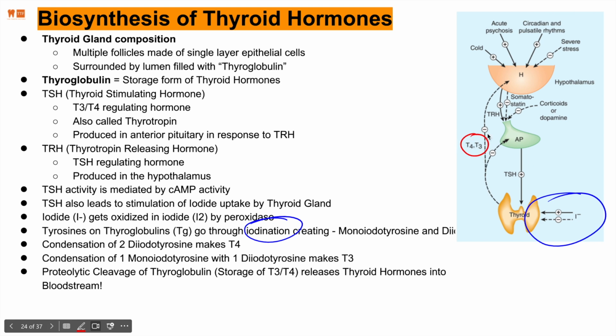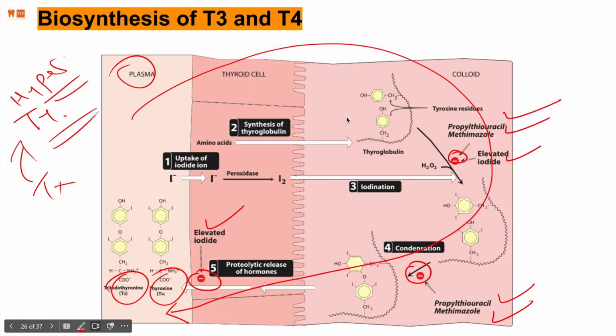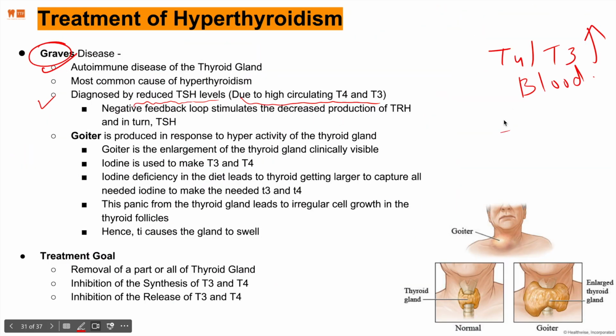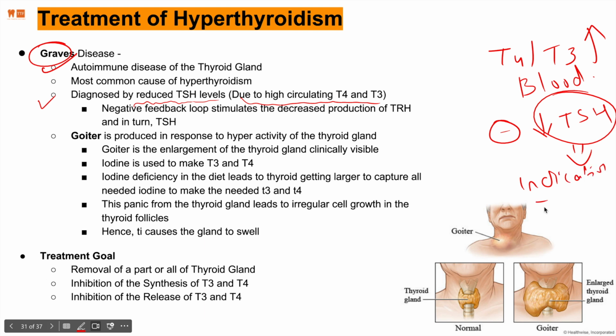Increased T4 and T3 will have a negative feedback on both the pituitary and hypothalamus. So this will have a negative feedback to reduce TSH. Okay, this is an indication that there is hyperthyroidism. The negative feedback loop stimulates the decrease in TRH and TSH production, causing Graves' disease.